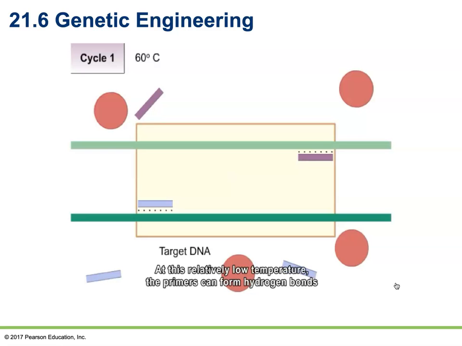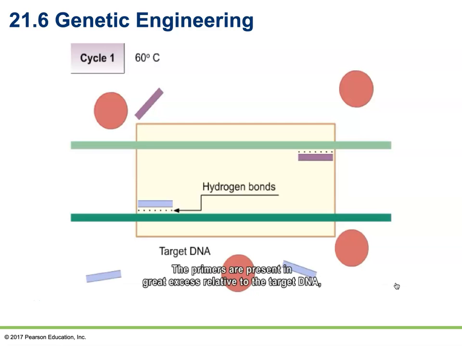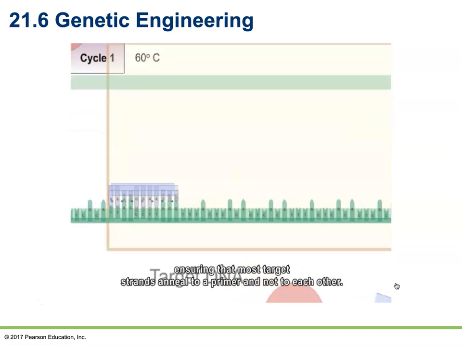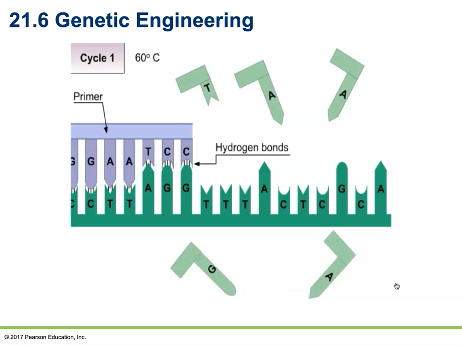At this relatively low temperature, the primers can form hydrogen bonds with the single-stranded DNA, a process called hybridization or annealing. The primers are present in great excess relative to the target DNA, ensuring that most target strands anneal to a primer and not to each other.